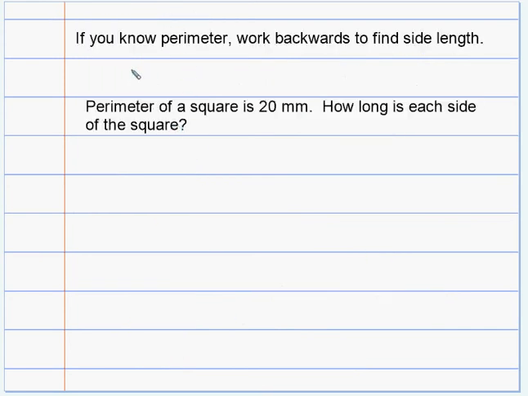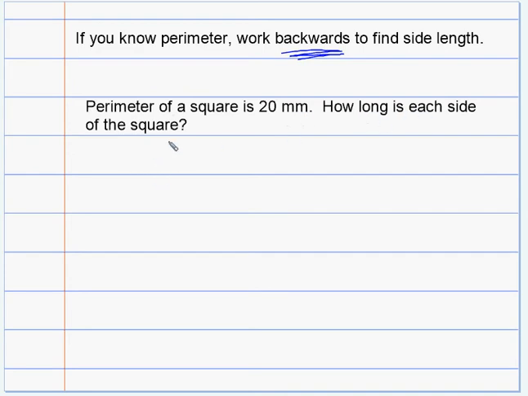Okay, so what happens if you know the perimeter and you need to find a side length? Well, we need to work backwards. Okay, let's see how that works. The perimeter of a square is 20 millimeters. How long is each side of the square?